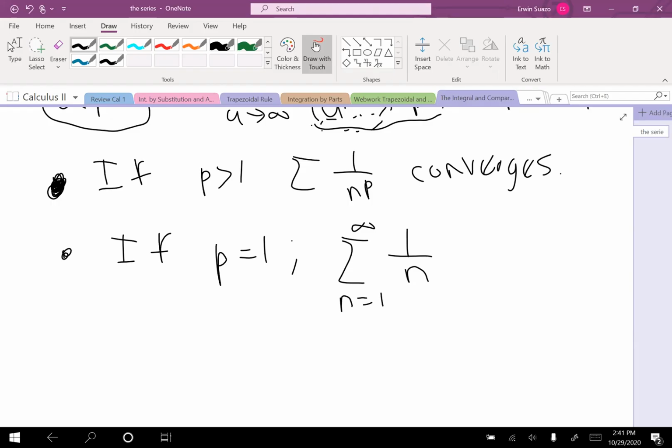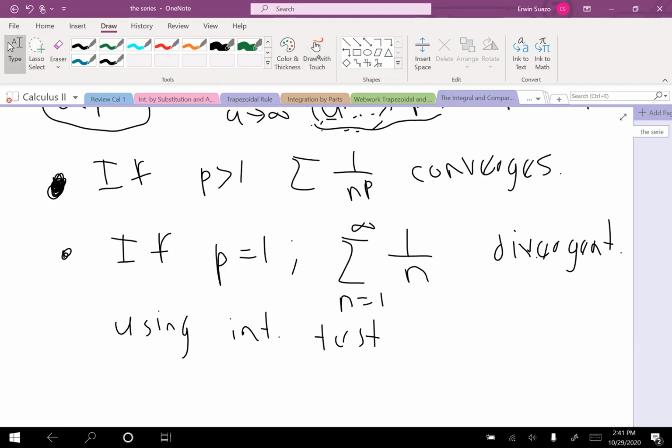But if p equals 1, what happens to this one? So we do again the integral test. Using the integral test, we already did it, right? We saw this is divergent, remember? I did that last class. That is divergent by the integral test. Now, what happens for p less than 1?